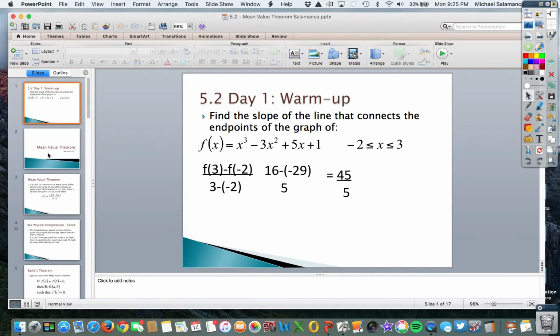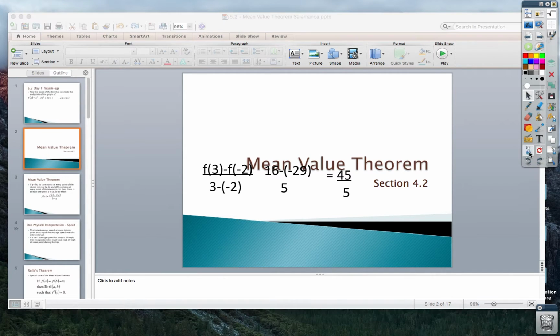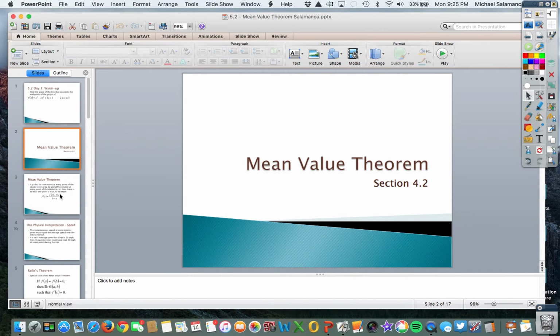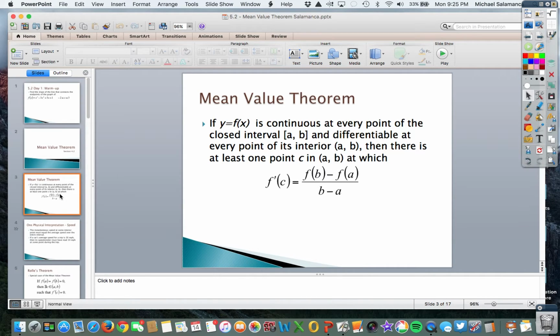So again, we're working on the mean value theorem. So let's go ahead and define that. The mean value theorem states that if y is equal to f of x, so if we have a function that's continuous at every point on the closed interval [a, b], and it's differentiable at every point of its interior (a, b), then there is at least one point c in that interval at which f prime of c is equal to f of b minus f of a all divided by b minus a.